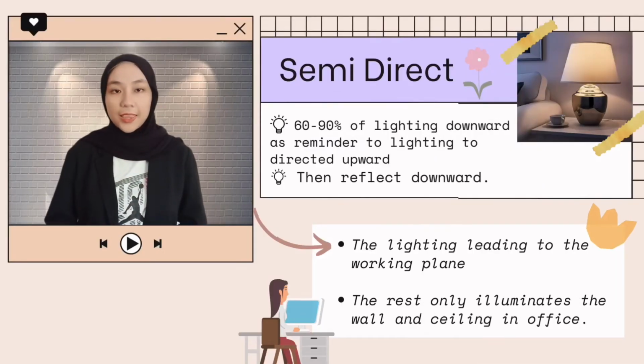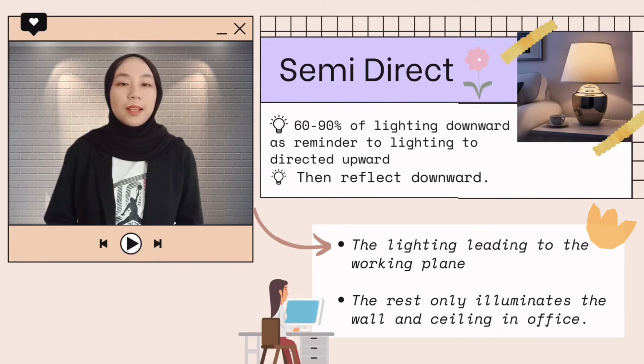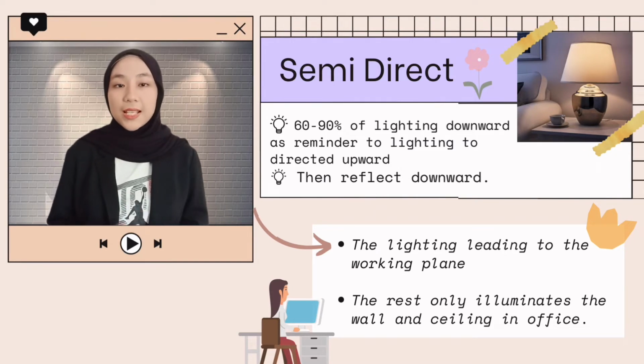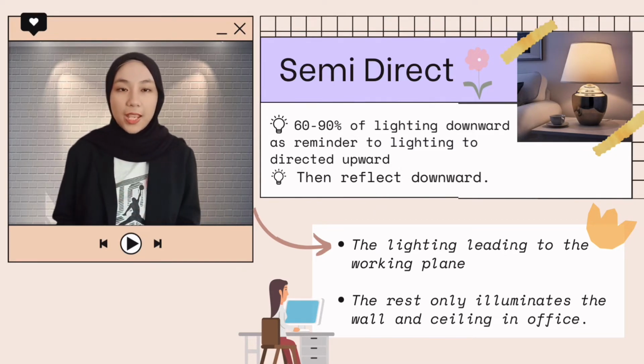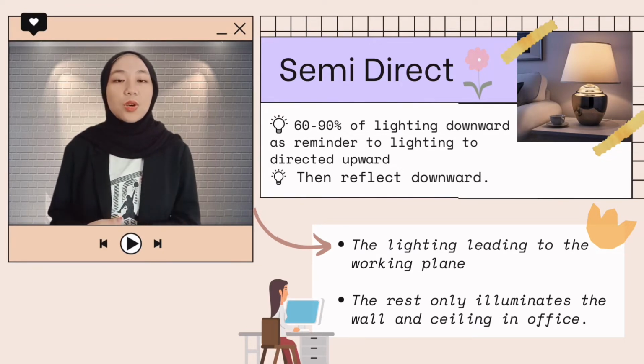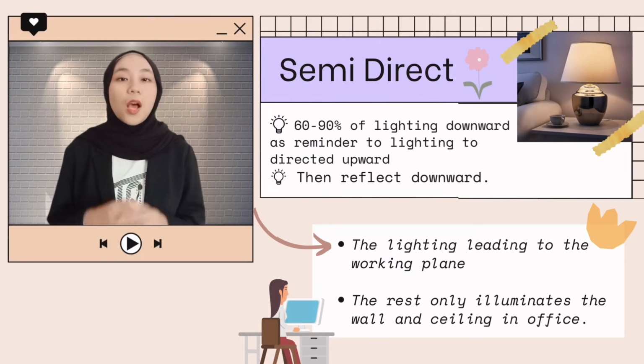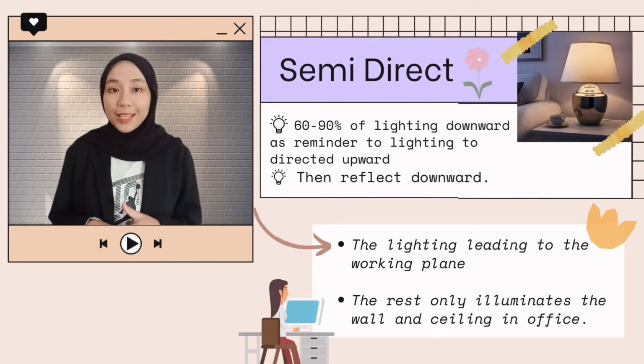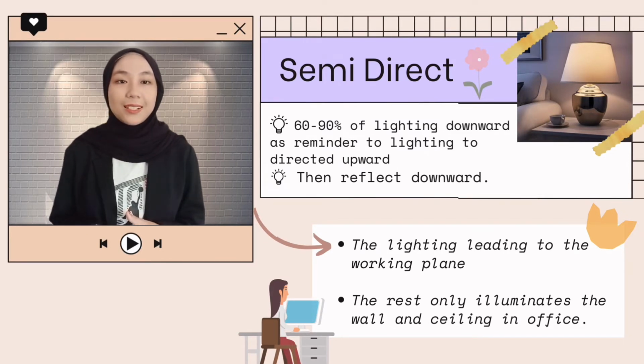Next is semi-direct lighting. Semi-direct lighting means a lighting system that directs roughly 60 to 90% of the illumination downward, with the remainder directed upward and then reflected downward. Mostly this type of lighting is used in commercial spaces like stairways, corridors, or storage areas. These kinds of places are good for installing semi-direct lighting because the lighting only leads to the work plan. For other information, semi-direct lighting cannot be used in an office because the lighting is not focused on work tables.